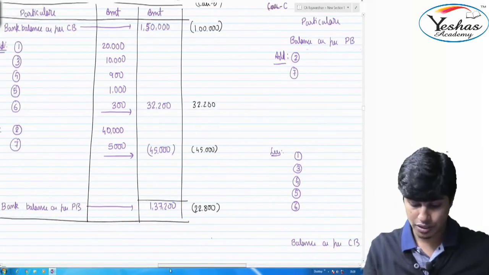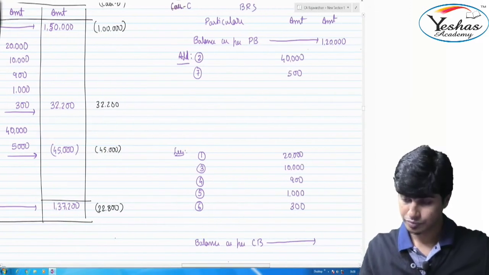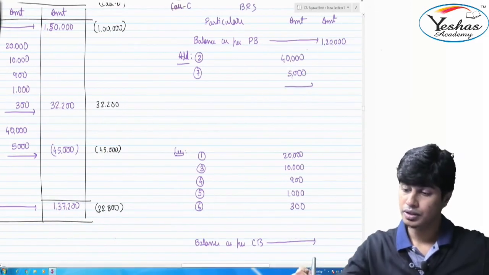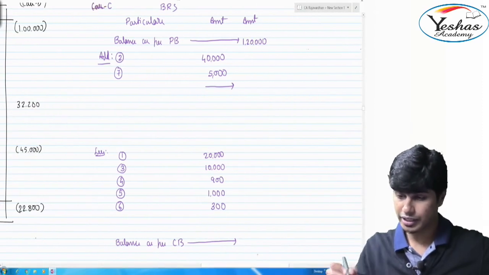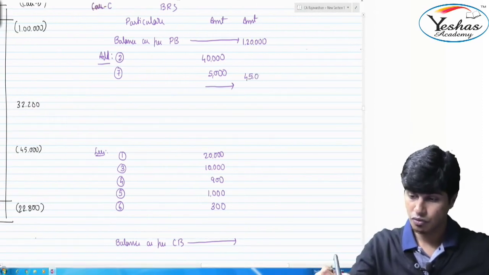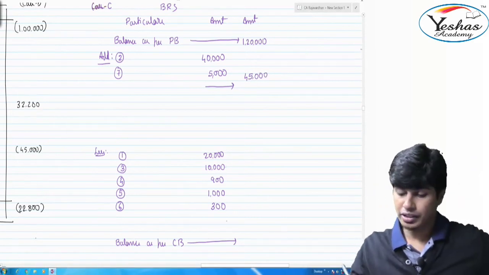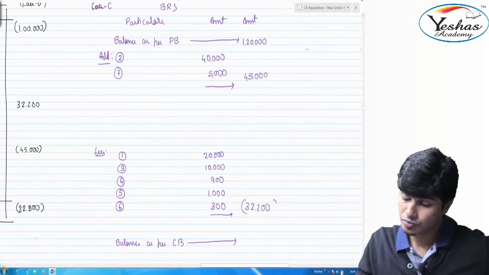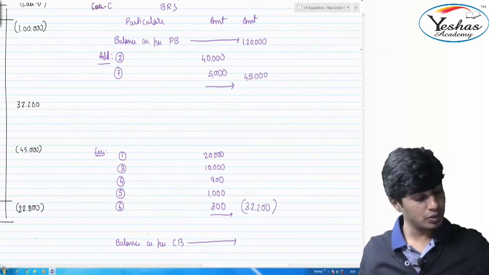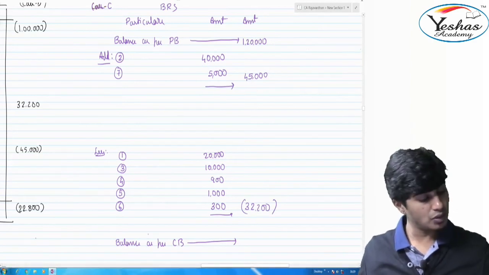$500 or 5,000? Sorry, it's 5,000. So if I go for the totals, I will get 45,000 and 32,200, right? 45,000, 31,900, 32,200. Yeah, do this. 1,20,000 plus 45,000 minus 32,200.